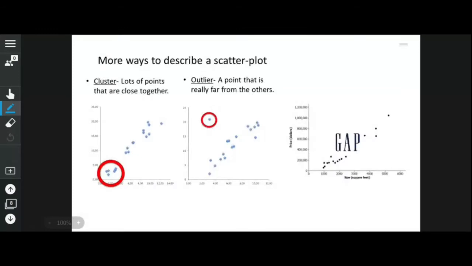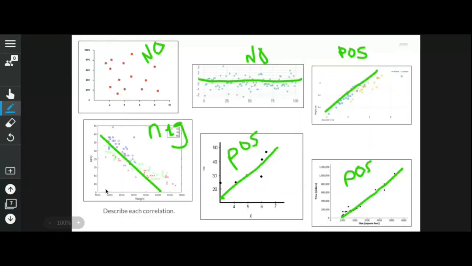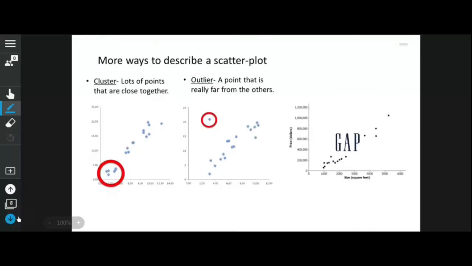Now, there are more ways to describe a scatter plot. Okay, and there's three words that we're going to use. One word is a cluster. A cluster is when a bunch of points are really close together. All right, so if I were to look at any of these guys, none of them has a super obvious cluster, but over here, see how these points are smushed together and there's a bunch of them? That's a cluster. Okay, lots of points that are close together.